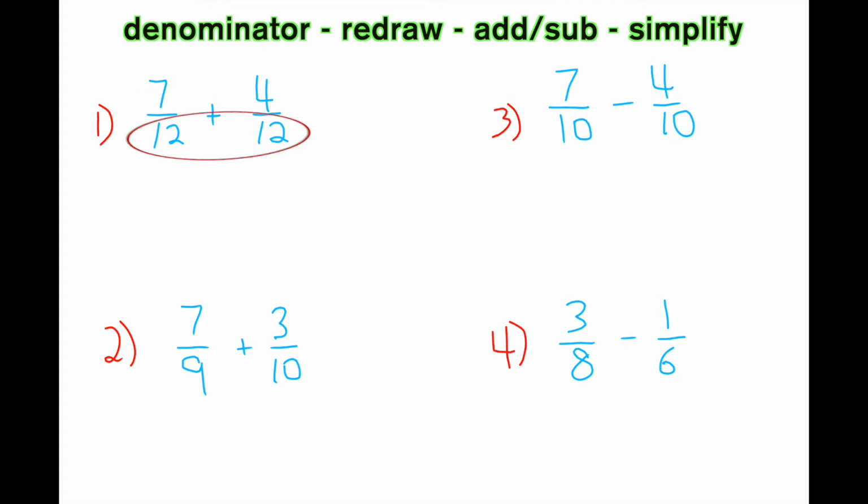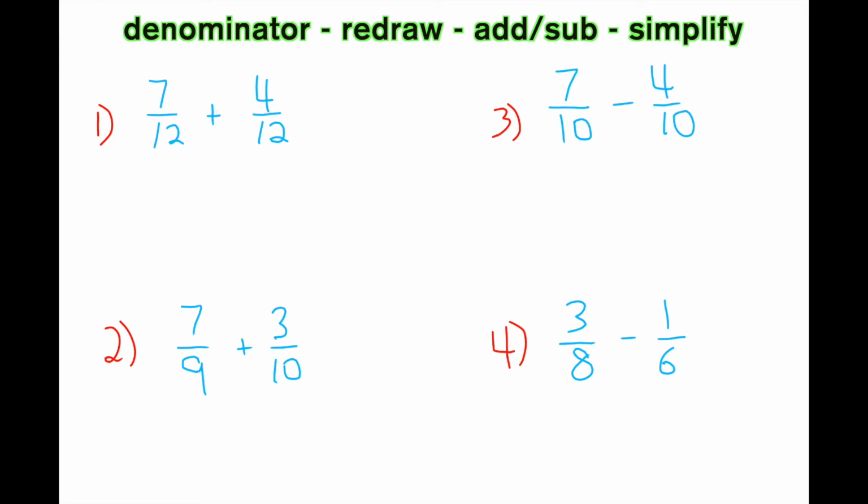The denominator is a fancy word for the number on the bottom of the fraction. In this case, 7/12 has the same denominator as 4/12. The denominator is 12 on both fractions, so we don't need to make any changes to that. We have a common denominator. Next, we would rewrite the fraction with the common denominators, but they're already common, so there's nothing to rewrite. So we're jumping right to the addition part.